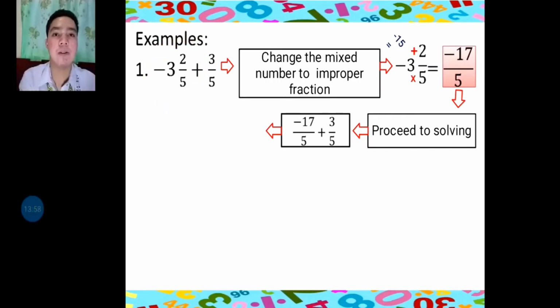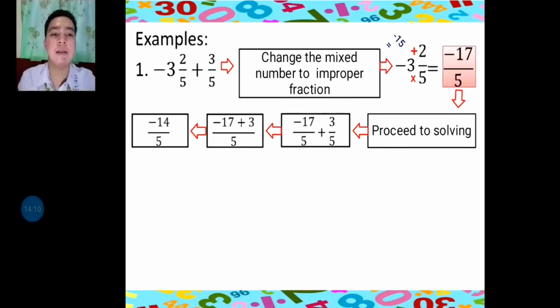So now we are able to simplify that. Negative 17 plus 3 over 5. So copy the denominator since they are the same. Negative 17 plus 3 is negative 14. Why? Because adding different signs, we have to proceed on subtraction.